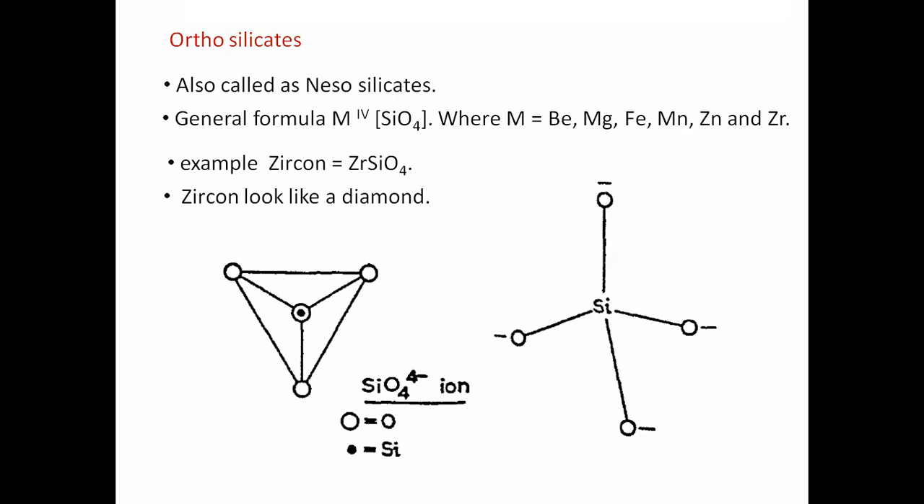Here each circle is oxygen, and the dot means silicon. So there are four circles, one, two, three, four, and the dot means the silicon. In addition to zircon, there are more examples of orthosilicates. Let us go for the pyrosilicate.